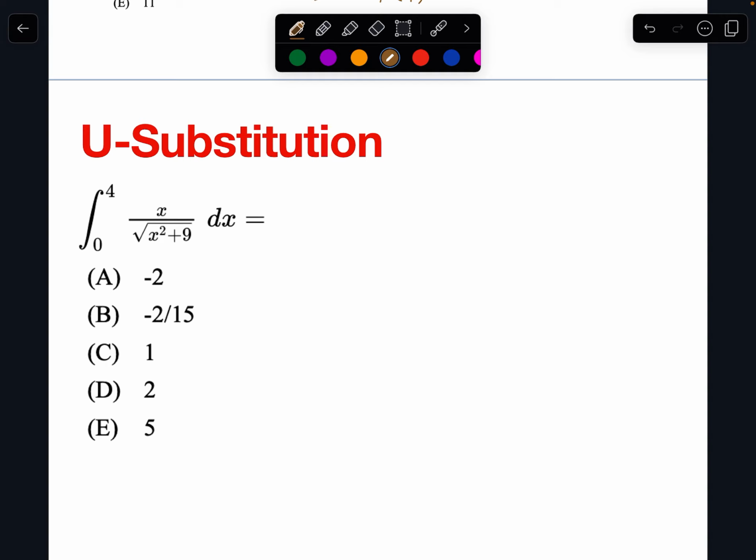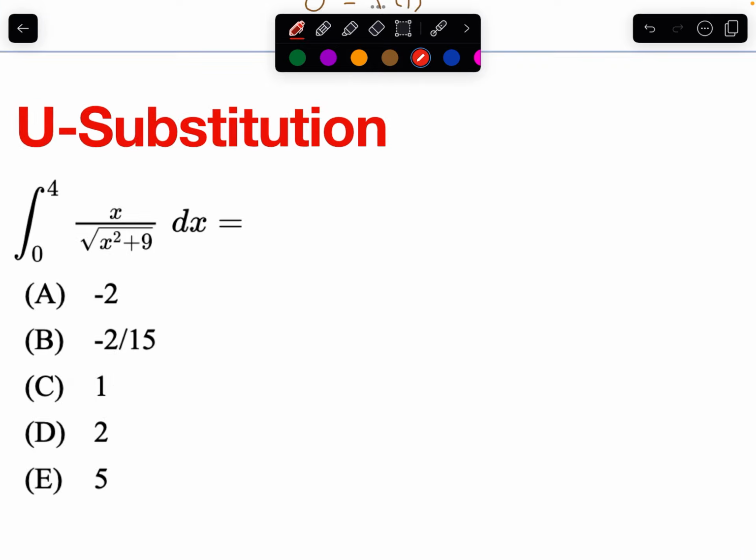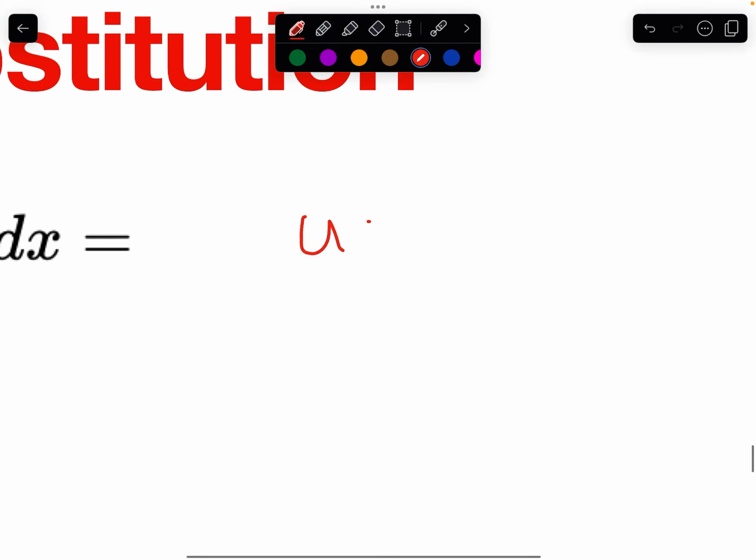The idea with U-substitution is to let U equal the expression that would be the inside part of the composition. We're talking expressions inside of trig functions, inside of grouping symbols, inside of radical functions. Like here, this x squared plus 9, it's a good idea for us to let our U-substitution fill in for x squared plus 9.